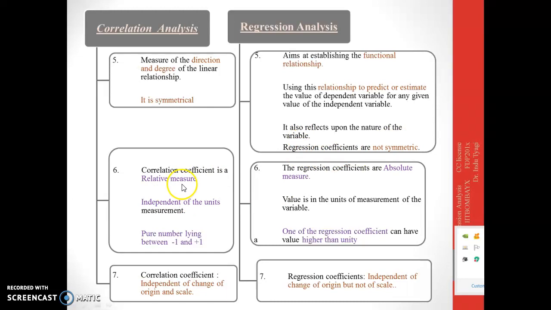Correlation coefficient is a relative measure, whereas the regression coefficients are absolute measures. The correlation coefficient is independent of the units of measurement. The value of a regression coefficient is in the units of measurement of the variable.